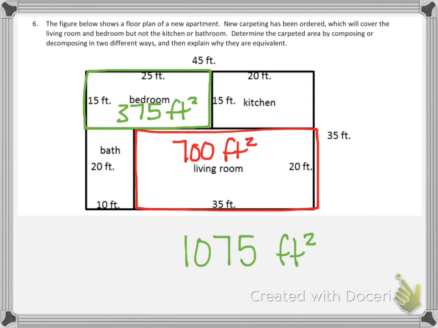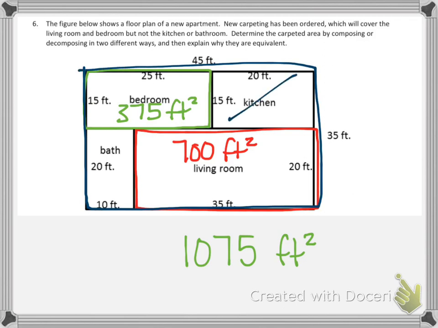If I wanted to compose, then I would find the area of the entire building. Let me get a different color. I got red again. I'd find the area of the entire building, which would be this, 35 times 45. Calculate the area of the entire thing, and then I would take off the areas of the kitchen and the bath. But that's more work, so I'm going to do the easy one this time. Decomposing is the way to go.